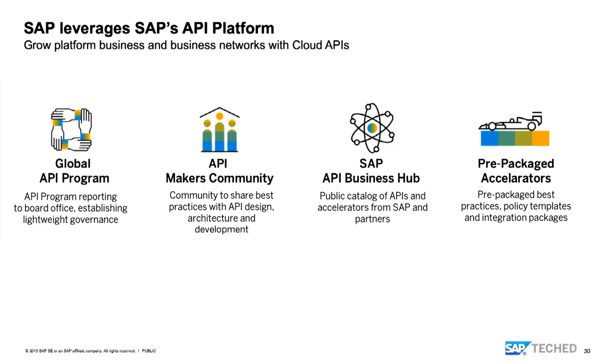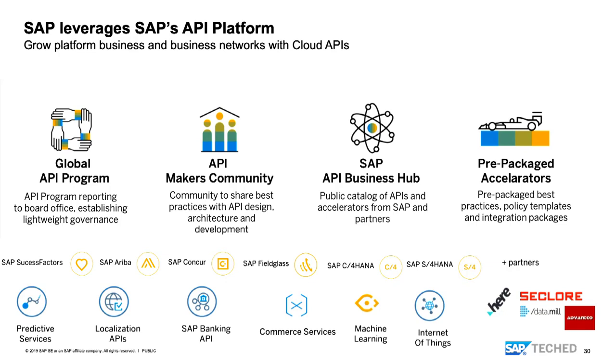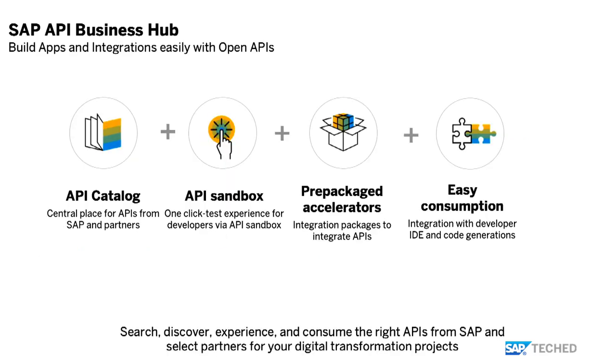And additionally, it's not just APIs. We also provide prepackaged integration. So that's our API program. That's how you see it in API Business Hub coming. So these are all the SAP solutions. And every new SAP solution needs to put their APIs and integrations out there in the api.sap.com. This is our API Business Hub.